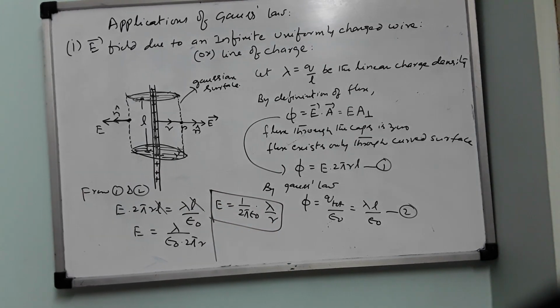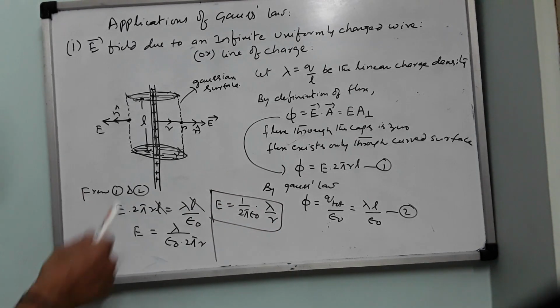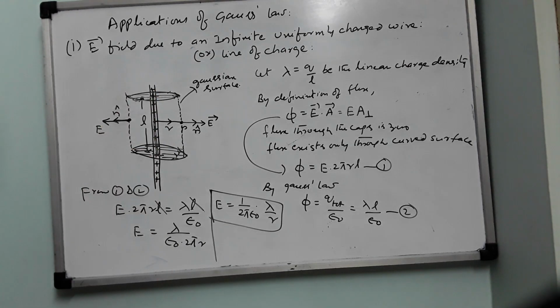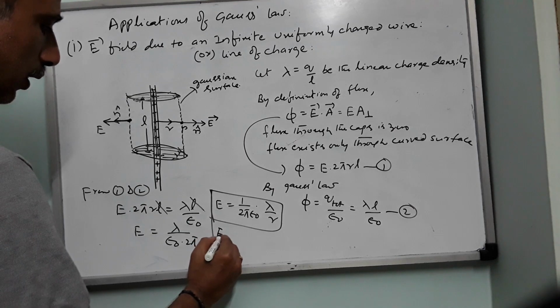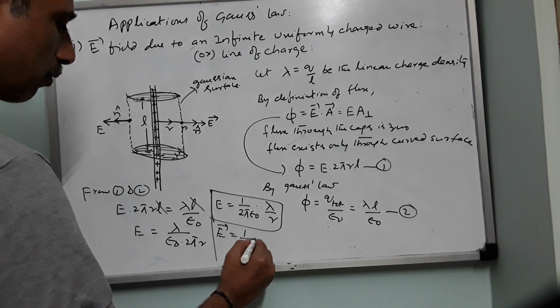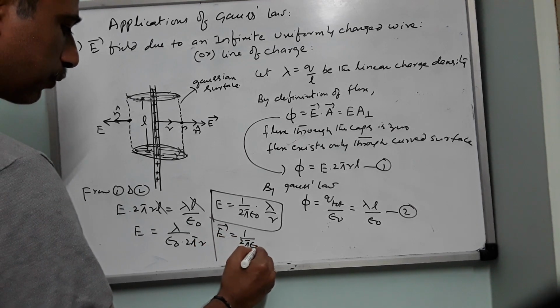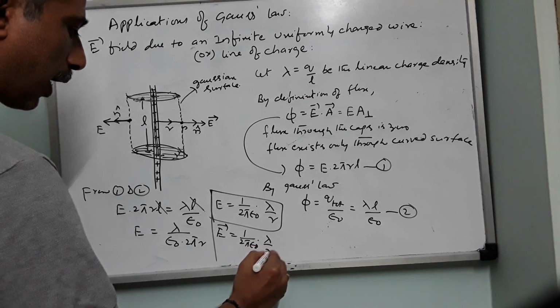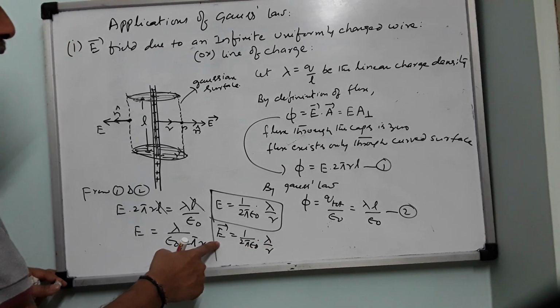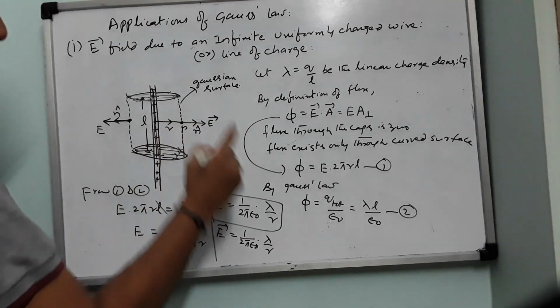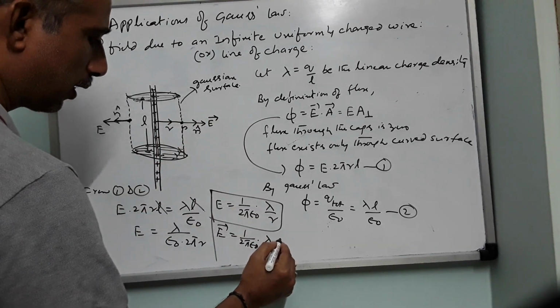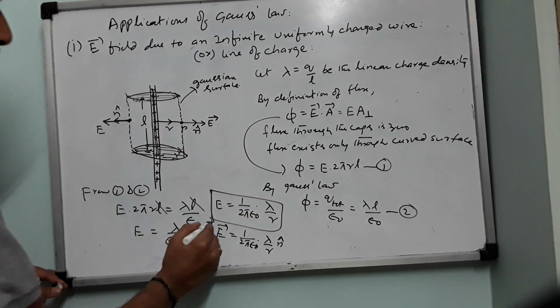This is the expression for electric field due to a line of charge. If you want to write it in the vector form, E vector equals 1 by 2 pi epsilon 0 into lambda by R. The electric field is normal to the surface. Therefore, you will write it as n cap. So this is the vector form.